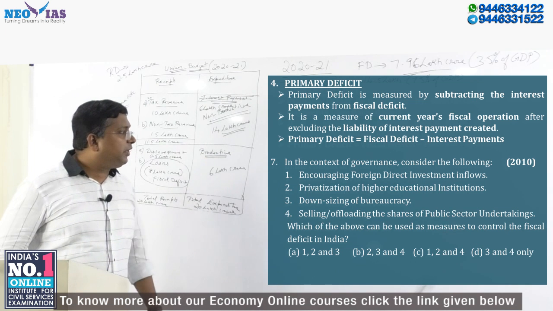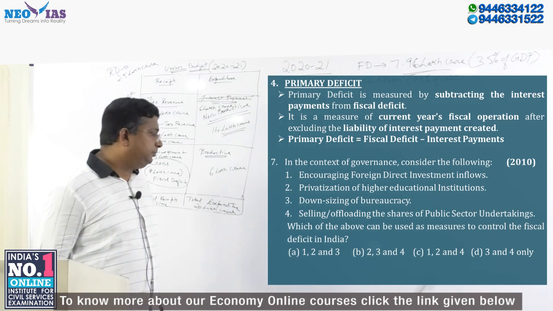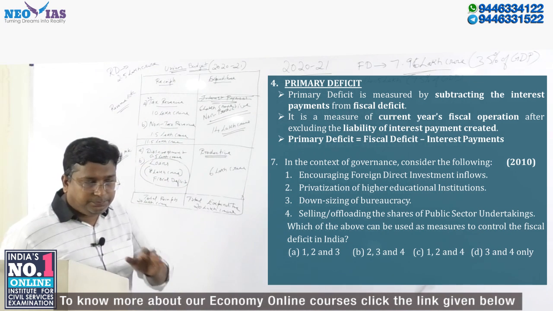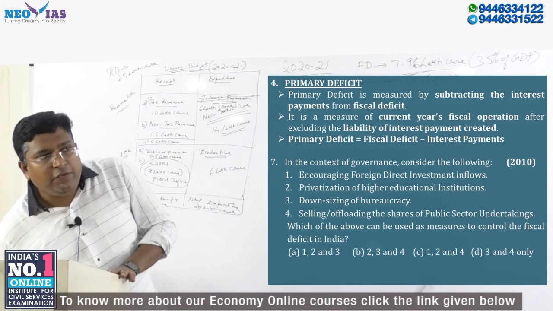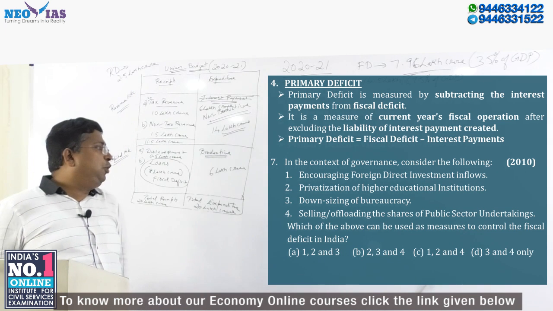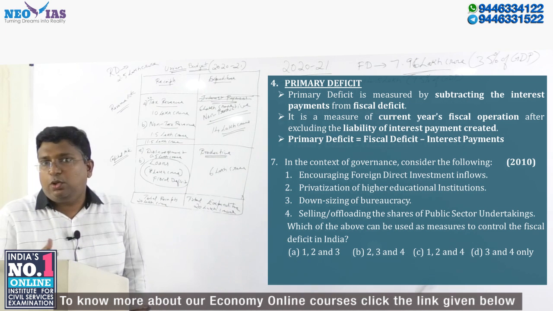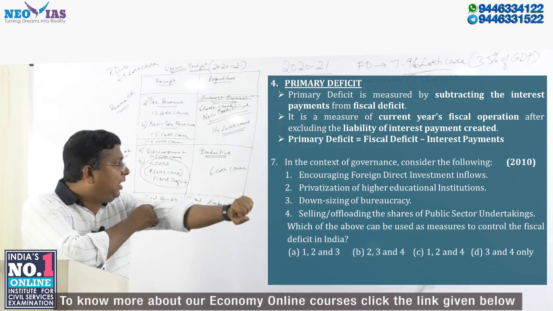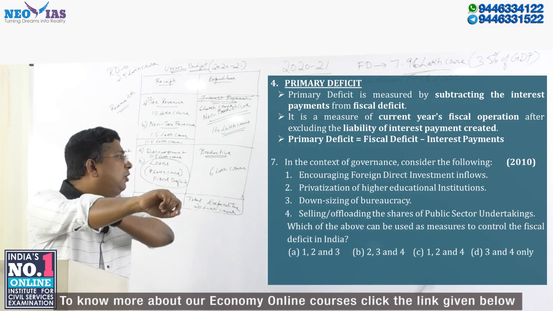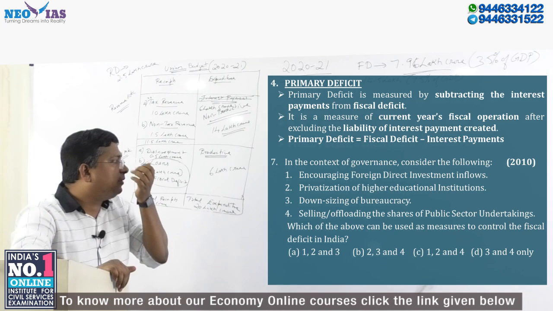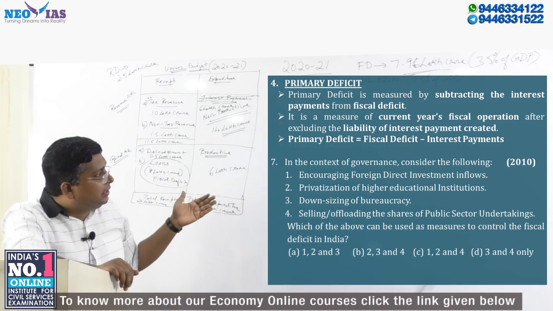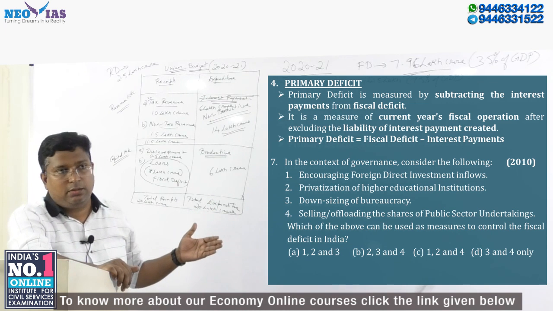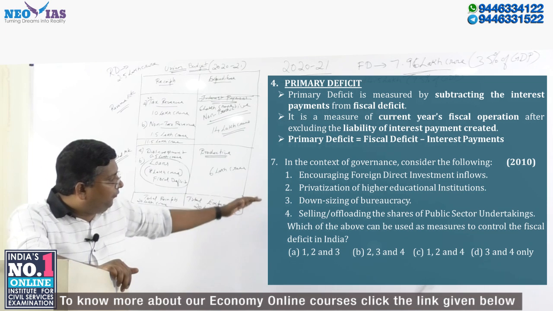Now we will solve a question. Okay, it's a tricky question, but it's a 4-statement question. So what we can do is, now you have to visualize, you have to think, you have to use your own common sense, everything you have to use. In the context of governance, consider the following. Which year was this question asked? 2010. Okay. And 4 statements are given.